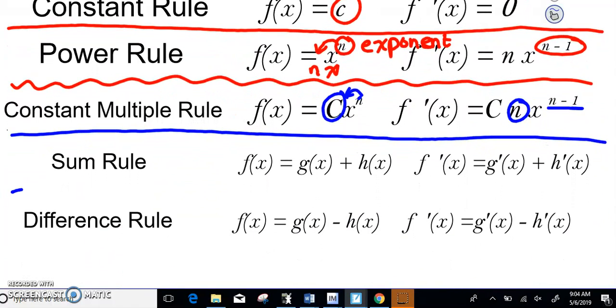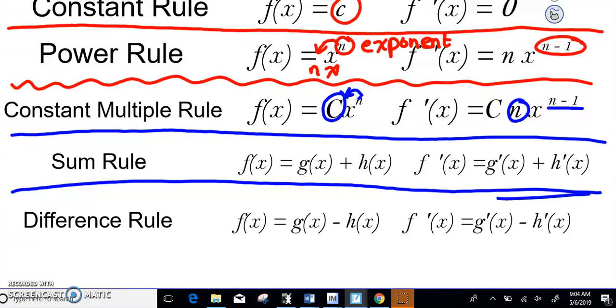All right, and then the last two, sorry, we have the sum and difference rules. All this is saying here is we have two functions being added together. Take the derivative of the first function, take the derivative of the second function, and then we just add them up. Easy. Difference rule, same thing. You have two different functions being subtracted. So all we do is take the derivative of the first function, take the derivative of the second function, and we subtract them from each other. Subtract the second function from the first function.